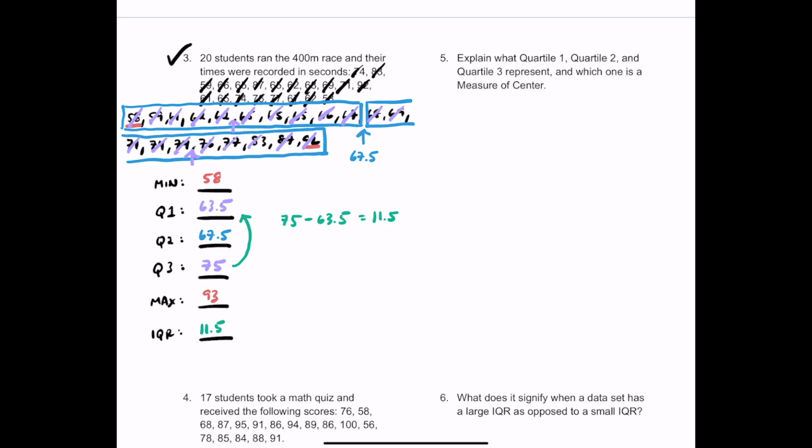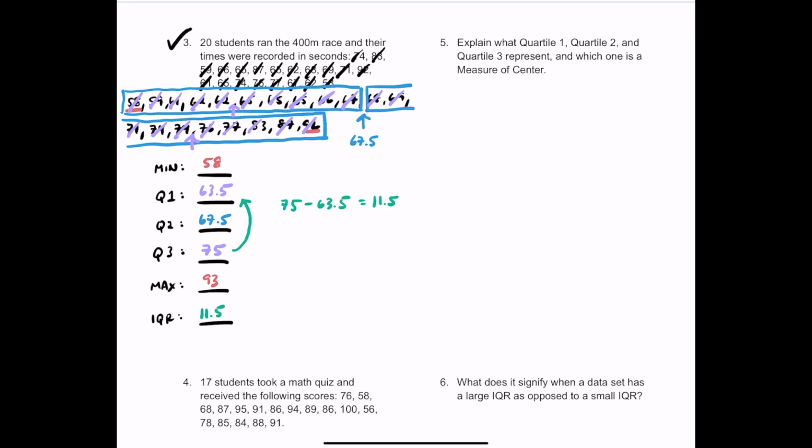Taking a look at number 4, let's scroll down here. Okay, 17 students took a math quiz and received the following scores. So let's just go ahead and write these down in order from least to greatest, just like before. Oh man, I missed one already. Sorry, let's go with 56, then 58. Anyone in the 50s? No. In the 60s? Someone got a 68.